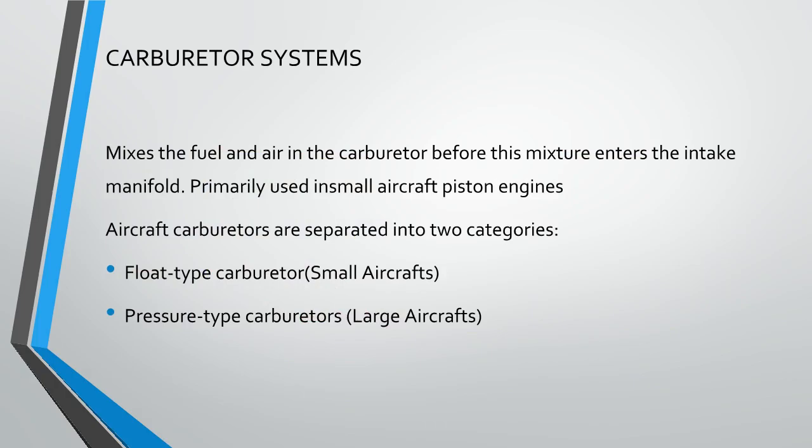Carburetor systems mix the fuel and air in the carburetor before this mixture enters the intake manifold. They are primarily used in small aircraft piston engines. Aircraft carburetors are separated into two categories: float-type carburetors for small aircraft, and pressure-type carburetors for large aircraft.